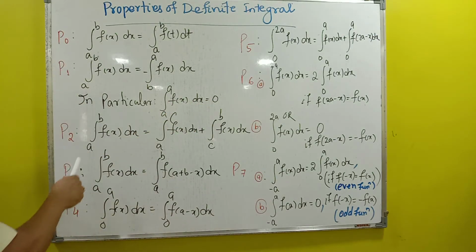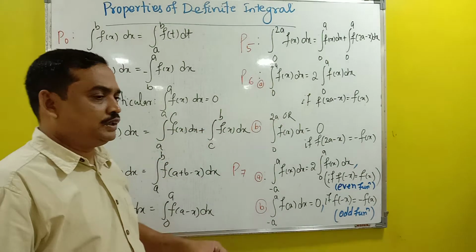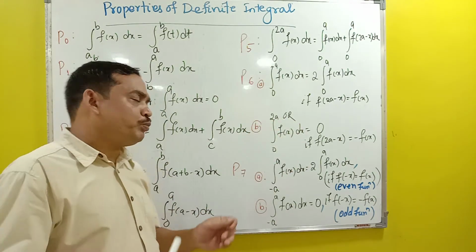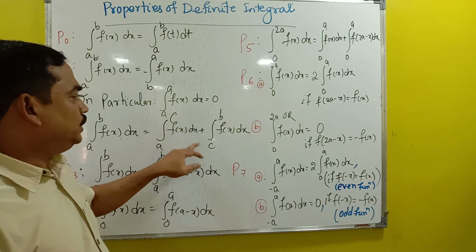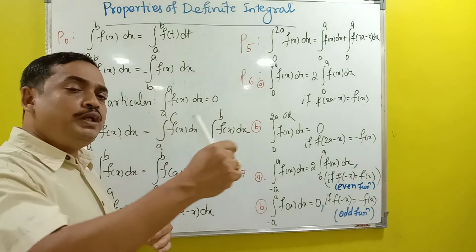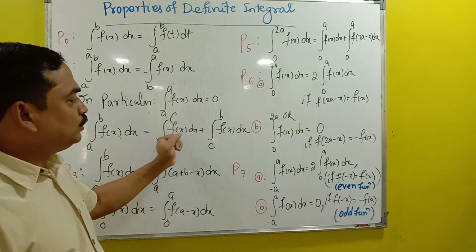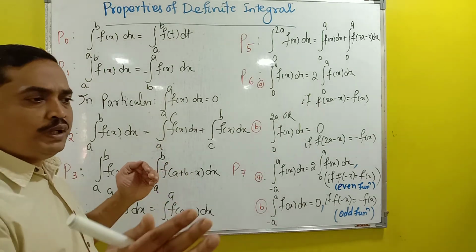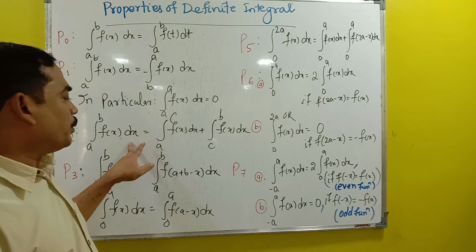Next, property 2, integral a to b f of x dx can be written as integral a to c f of x dx plus integral c to b f of x dx. If there is an interval a to b given, and c is a point between a and b, then it can be split into a to c, c to b. It can be divided into as many parts as there are points, and this will be very important for your modulus function when we split the interval into different parts. So that is your property 2.